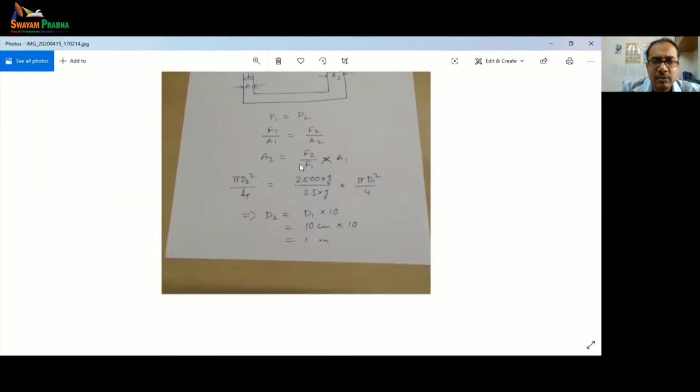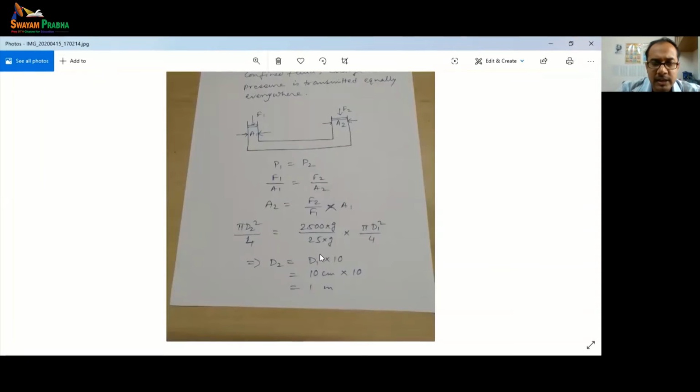So you can see directly that this pi by 4 cancels out, 25 also cancels out. Ultimately what you get is d2 squared is equal to 100 into d1 squared. That means d2 equals d1 into 10, and d1 is given 10 centimeter, multiplied by 10. So that gives you 1 meter.